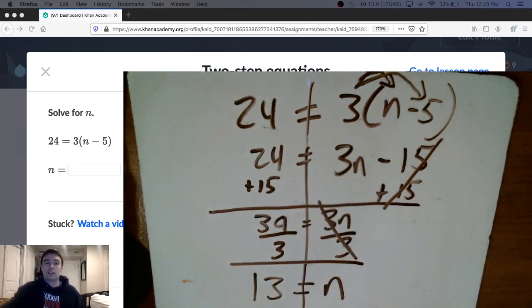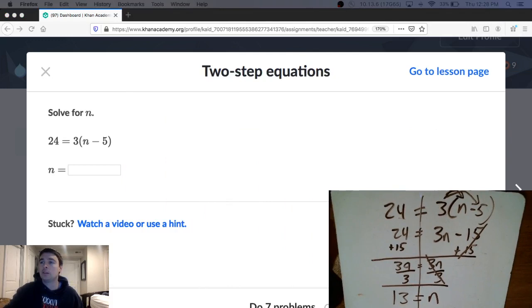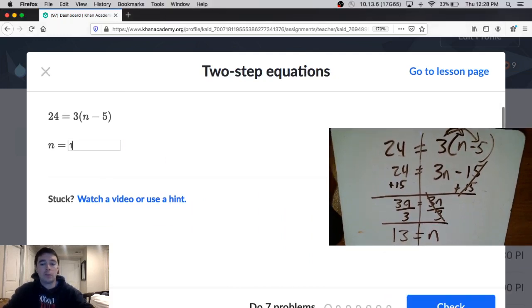So I believe my answer is going to be 13 here. I'm going to go ahead and shrink that whiteboard again. I think my answer is going to be 13. So we'll plug in a 13 for n. Before I actually hit check, I'm going to check my answer myself.